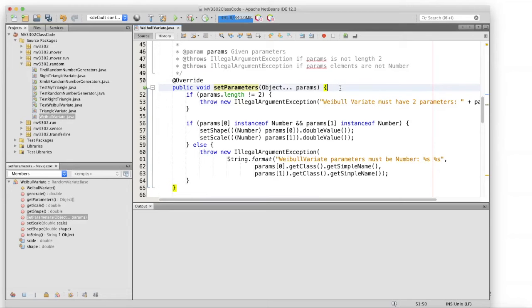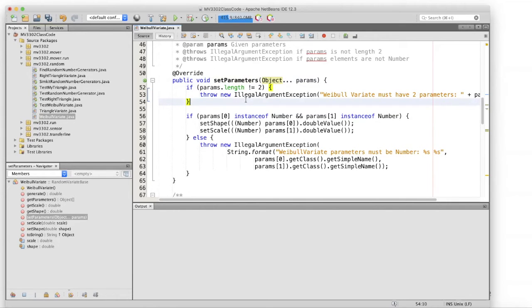If you're ever interested in that, those are useful things depending on what the context is. So the idea is that because these are objects, we don't know coming in, we can't guarantee that they're actually going to be numbers, and we can't guarantee that there are going to be enough of them or the exact right amount. So first we say, have you given me 2 parameters? Because I need a shape and a scale.